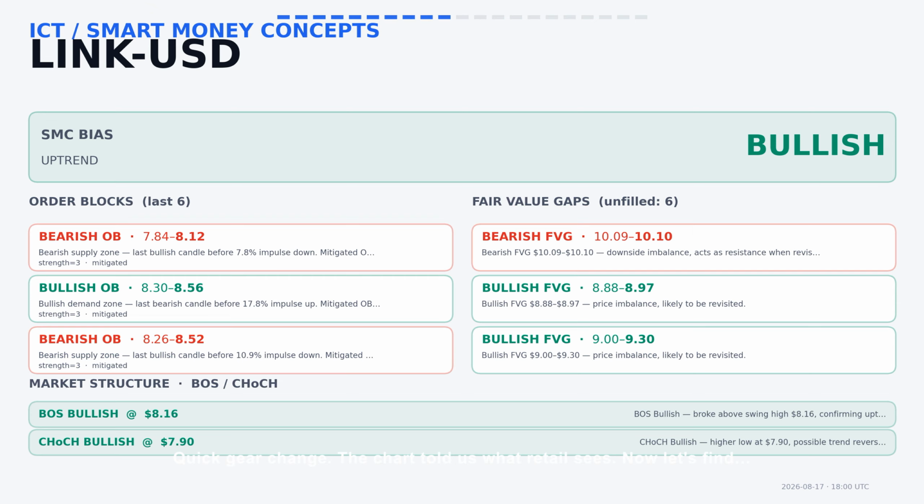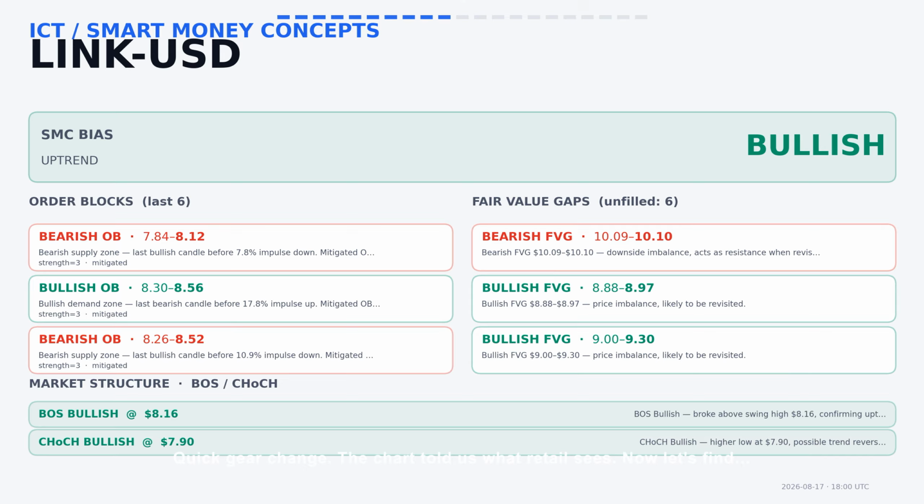On the daily chart, the SMC bias is bullish, with an uptrend market structure. The most recent order block is a bearish zone between 8.26 and 8.52. That's where institutional orders are likely parked. We've also got an unfilled bullish fair value gap between 9.00 and 9.30.